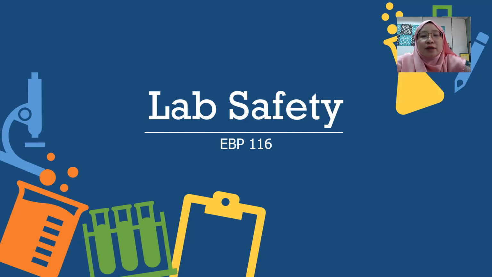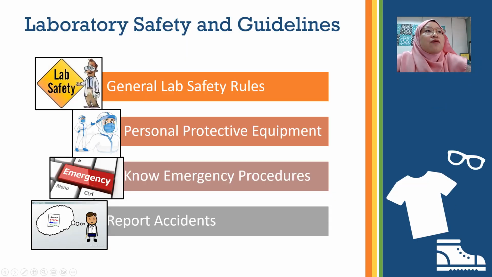So this video will cover lab safety for EBP 11C. For laboratory safety and guidelines, there will be four parts. The first part is about general lab safety rules. The second part is about personal protective equipment. The third part is emergency procedures, and the fourth is reporting accidents. So these are the guidelines and safety rules that you need to know when you do your experiment.